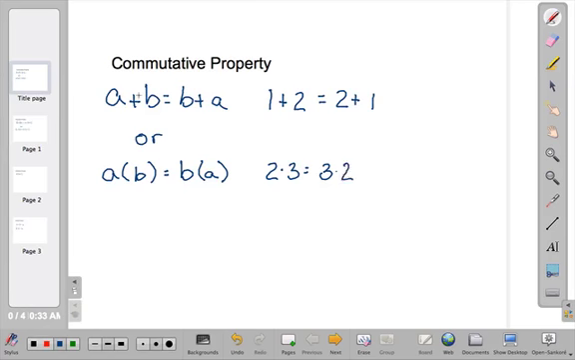Notice that the commutative property only has to do with addition or multiplication. So the commutative property has to do with the order of numbers, that it doesn't matter what order we put the numbers in, we're still going to get the same answers when we add or multiply.